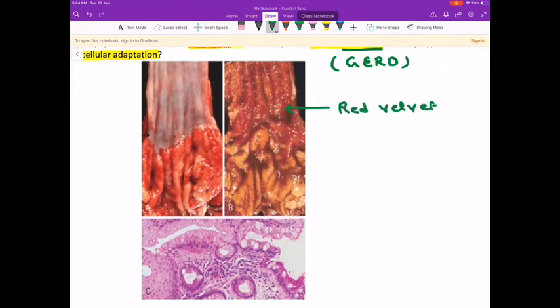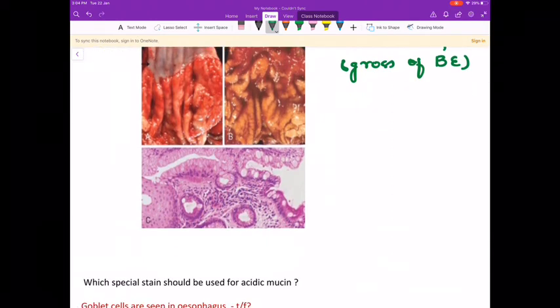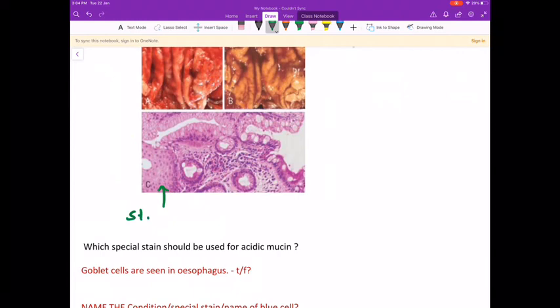In the right side there is a normal mucosa which is dull, pale, whitish, but on the left side what you see is red velvety mucosa. In the gross, if you see red velvety, this is suspicious for the Barrett esophagus. In the microscopic image you see a patch. I have marked that patch.